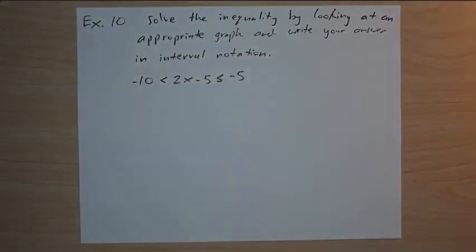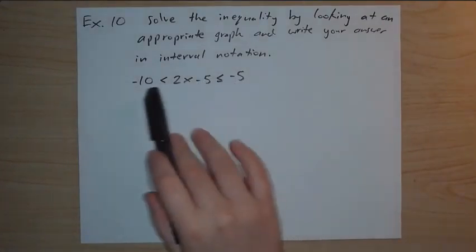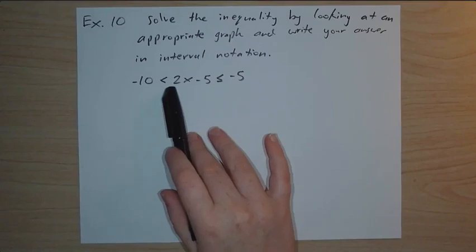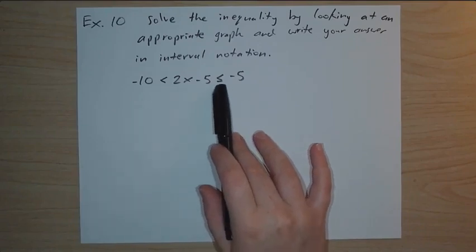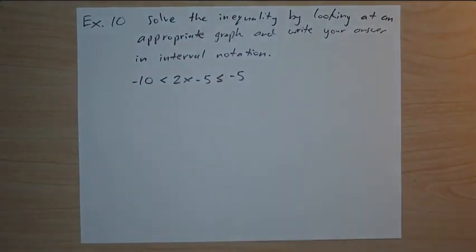This is Lab 13, Example 10. You want to solve the inequality by looking at an appropriate graph and write your answer in interval notation. So we have this three-part inequality. We have negative 10 is less than 2x minus 5, which is less than or equal to negative 5.